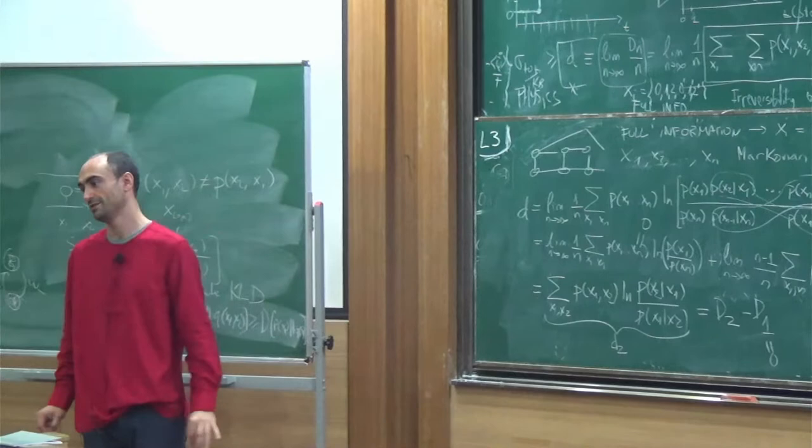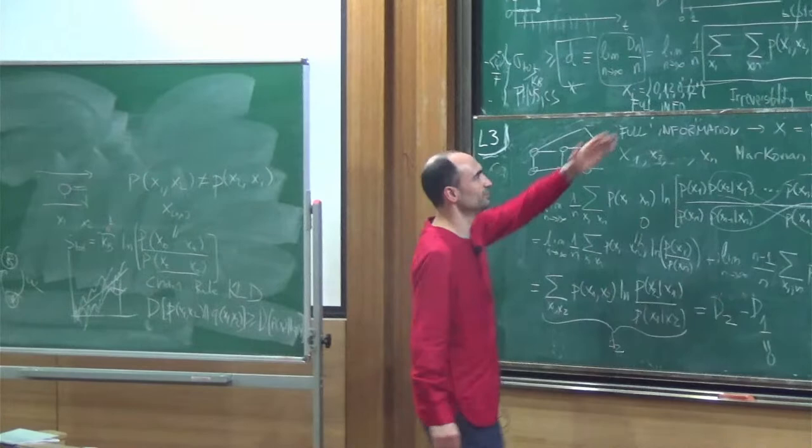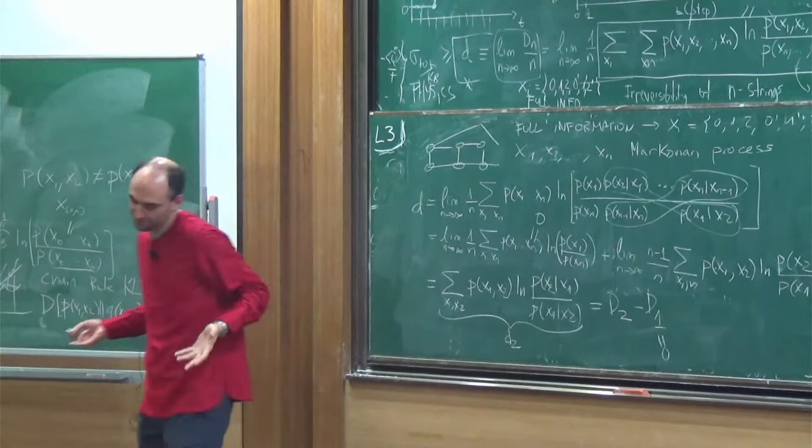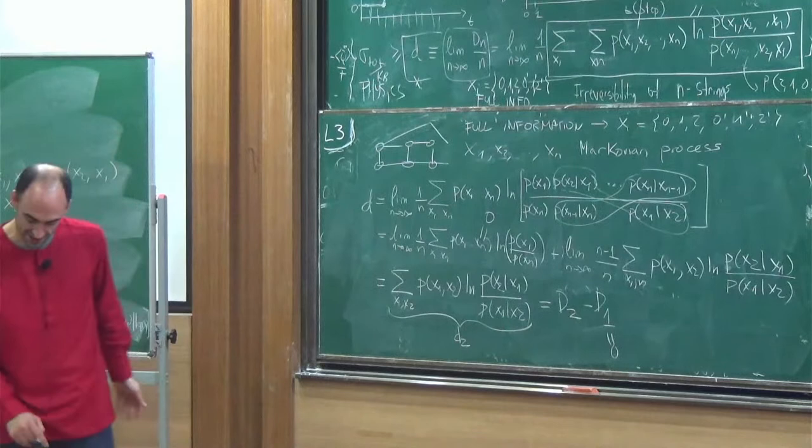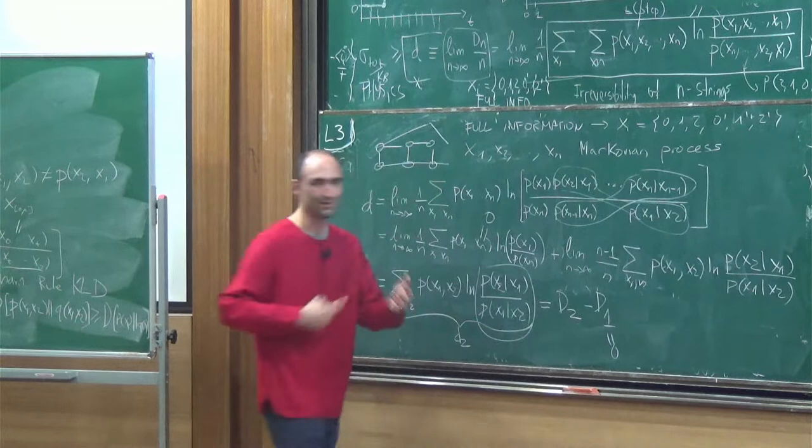If the process is Markovian, you may be very ambitious, I would like to look into the long trajectory, but you don't need to if it's Markovian. This is what I want to say. Plus, you see something interesting because here comes the ratio of the transition rates. So this will be related to the potential.